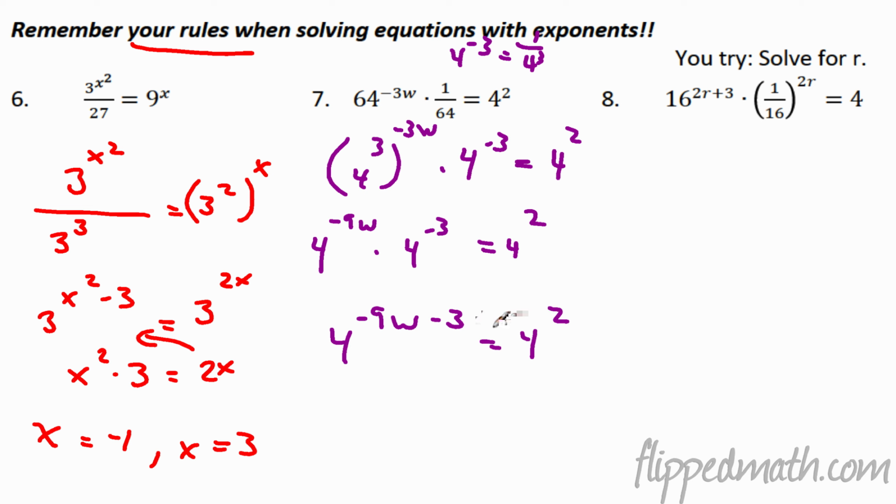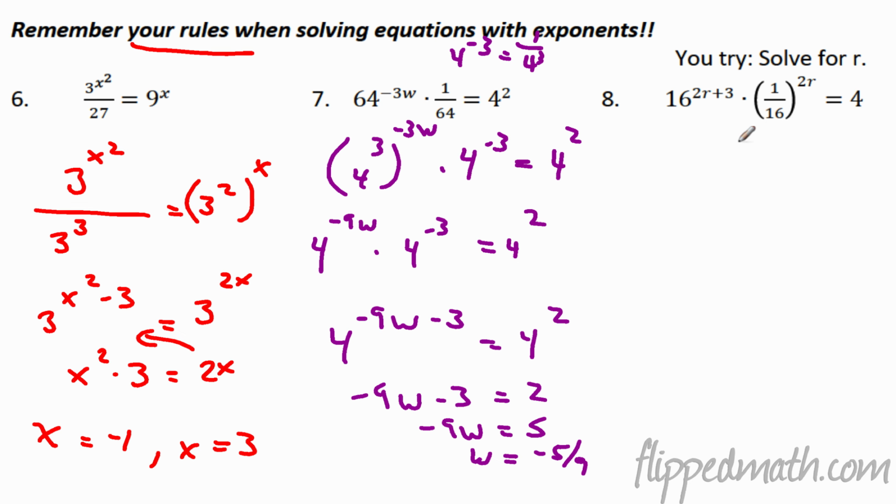And we have the same situation we had before. We have 4 to some quantity equal to 4 to some quantity. That means this thing has to equal a 2, because they're equal to each other. So we're going to get -9w minus 3 has to equal 2. So we add 3 to each side. We're going to get -9w equals 5, or w equals -5/9. How crazy is that?